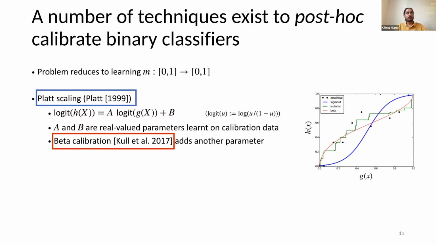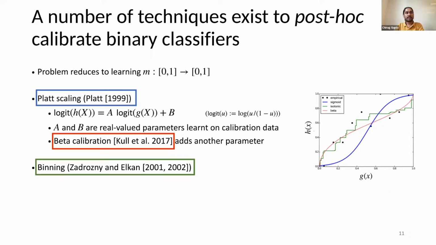Another proposal was made in which another parameter was added, and that was called beta calibration, and that's the red curve. In each of these cases, the parameters A and B, as well as the parameters for beta calibration, would be learned on the calibration data. So you fix G and you're just trying to learn a small set of two or three parameters with the explicit goal of being calibrated, while hopefully not sacrificing some important properties of the existing G. That's why you don't want to completely change the model. You just want to change the output a little bit.